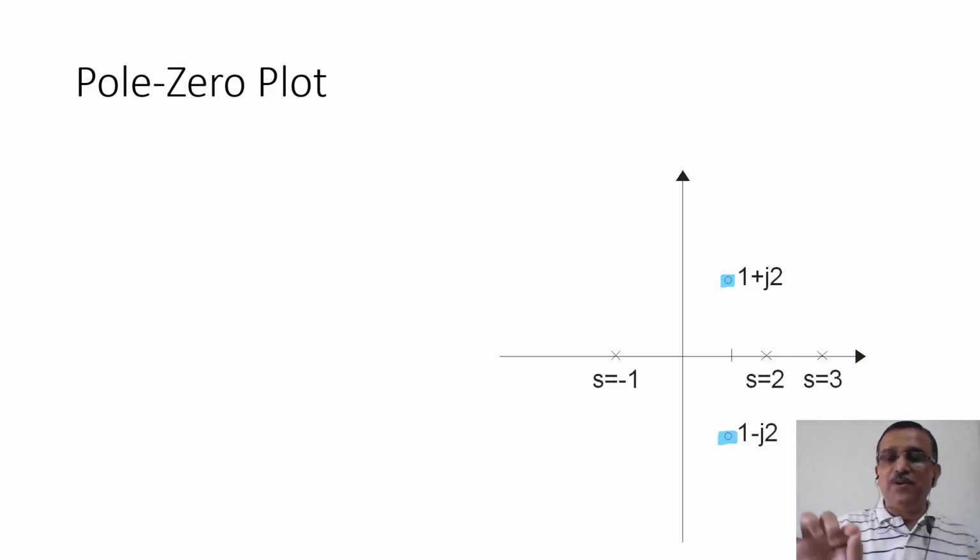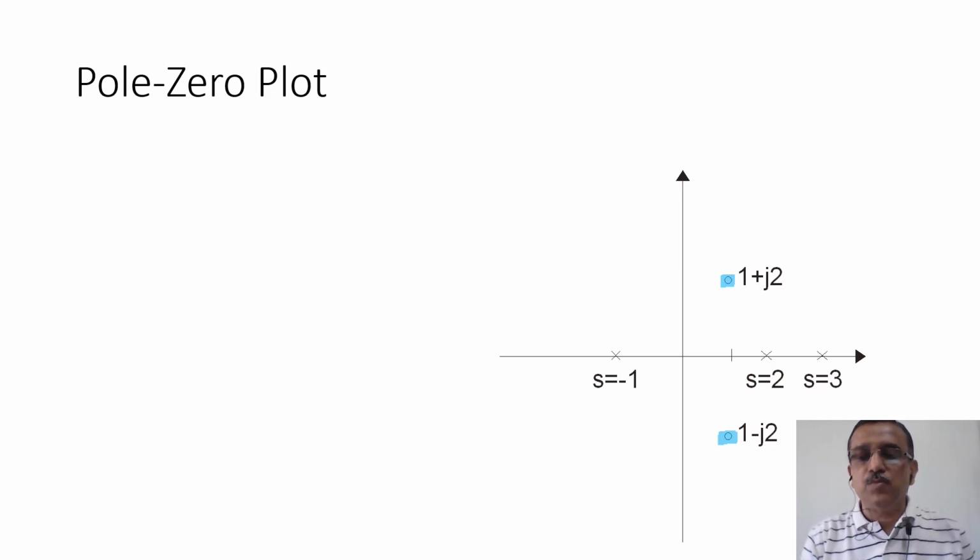Mark it with a small circle. So that is zeros, and poles you will mark with a cross. You can see a cross here. I'll use this color. You mark it with a cross.